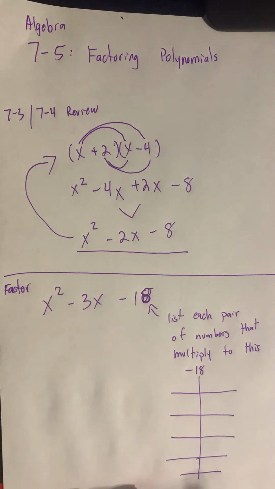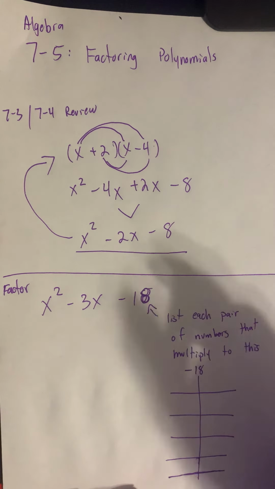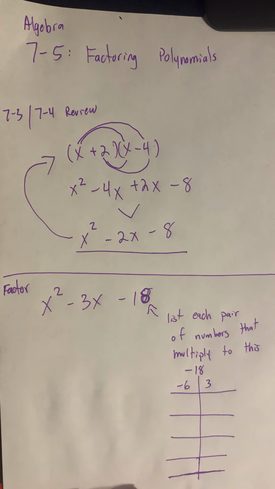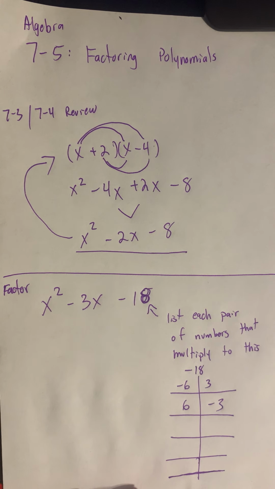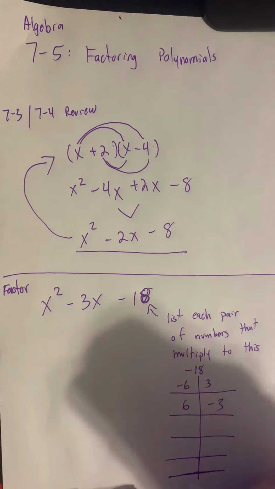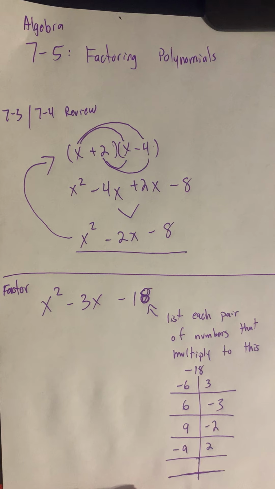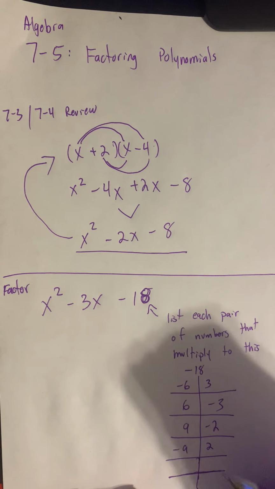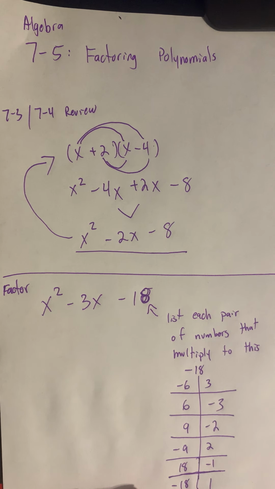And I'm going to make a bunch of spots for the pairs of factors. So for our negative 18, it's going to be negative 6 and 3, because negative 6 times 3 is negative 18. It could be 6 and negative 3, because 6 times negative 3 is negative 18. It could be 9 and negative 2, and negative 9 and 2, because both of those will multiply into negative 18. And lastly, it's going to be 18 and negative 1, negative 18 and 1. All of those are the factors for negative 18, because if we multiply each one of these pairs, we get negative 18.